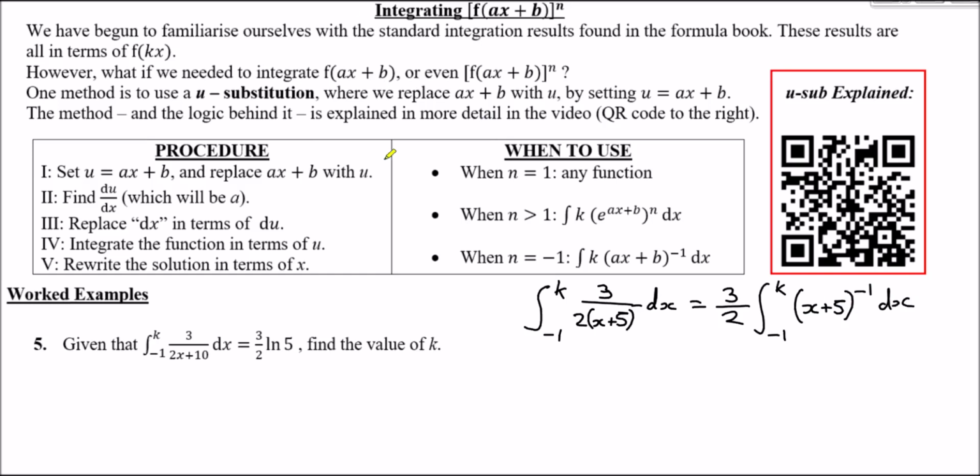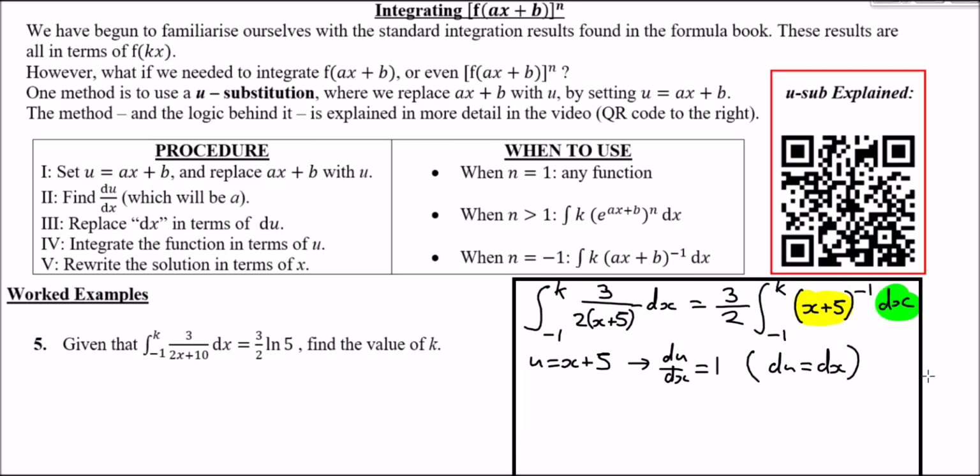So now my u sub, I can replace u with x plus 5, and dx I can switch for du in a second. So if I just let now u is x plus 5, then du by dx equals 1. In other words, du is one and the same as dx. So essentially, knowing that, what I can do now is go on and actually solve.